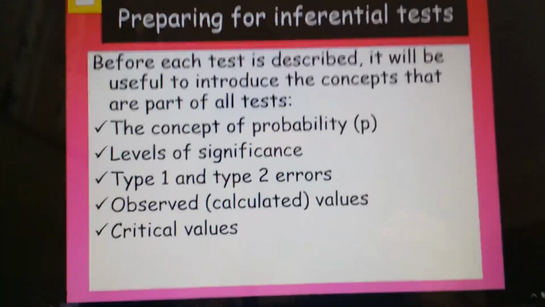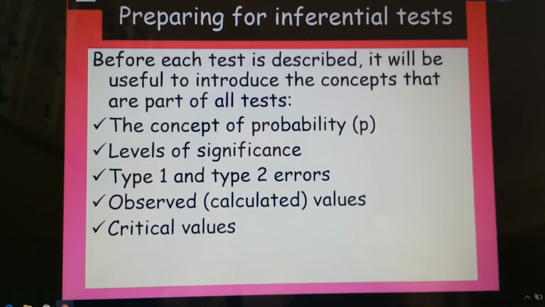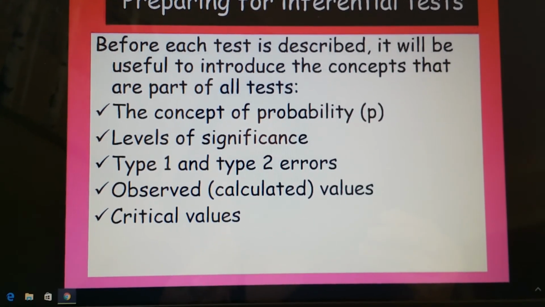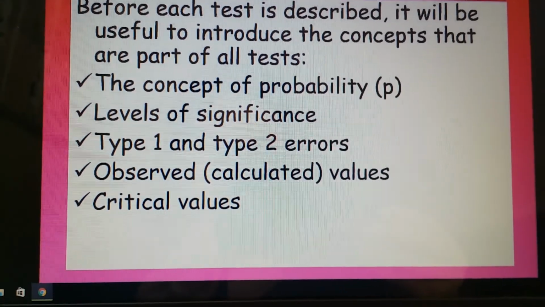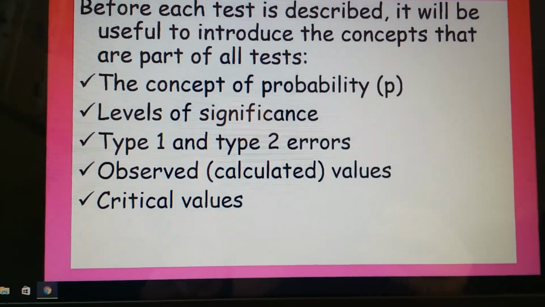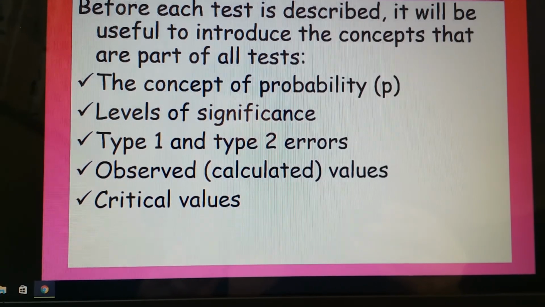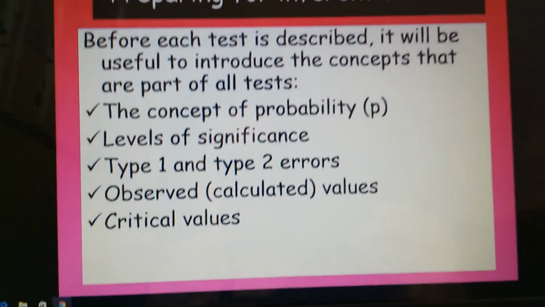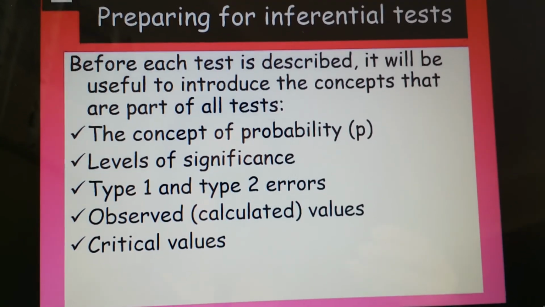So, how do we use inferential tests? First of all, we need to introduce the concepts. You need to know the idea of probability. On an exam paper, this will appear as a small p equals and then a number. This is the probability. You also need to be aware of levels of significance, Type 1 and Type 2 errors, observed or calculated values, and critical values. Make sure that you're aware of what each of these are.